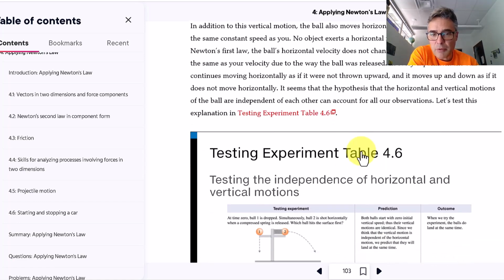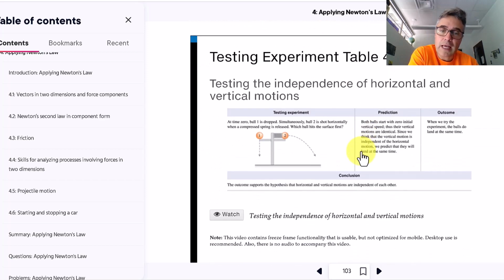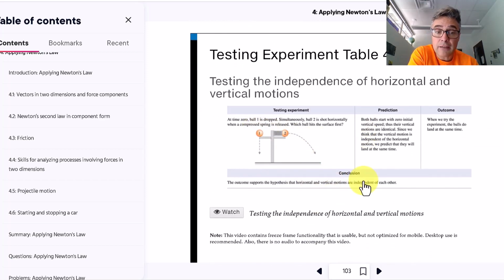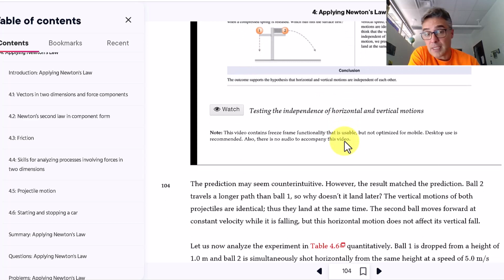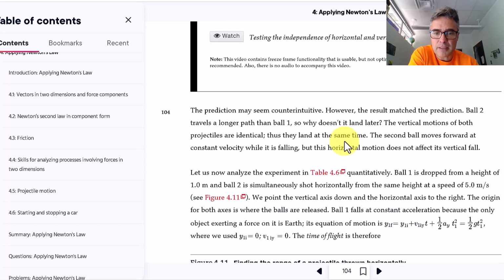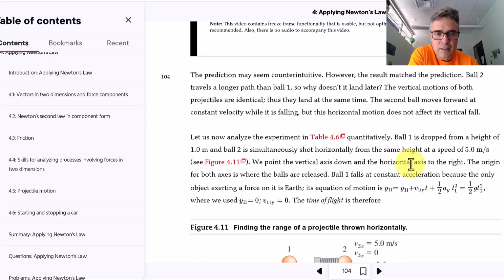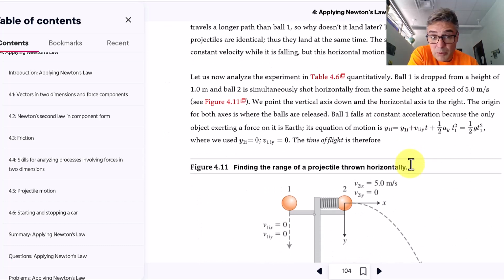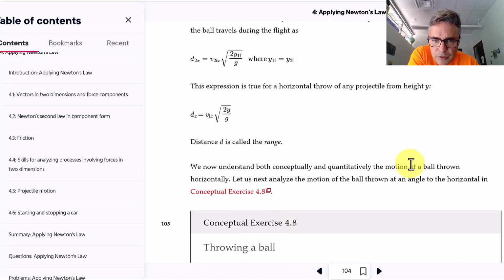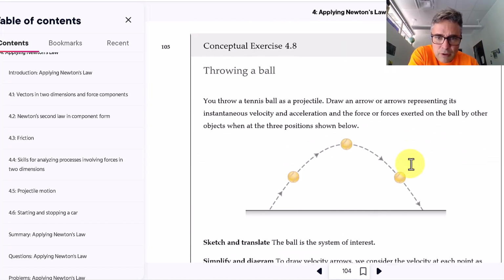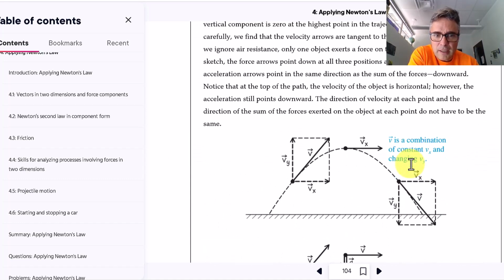But in projectile motion, there can be a horizontal and vertical motion, and there's independence of horizontal and vertical motions. This whole idea is that it's the same time in both cases, but you calculate the x and the y separately, and you use the equations of kinematics for all of these things. I would go through this.